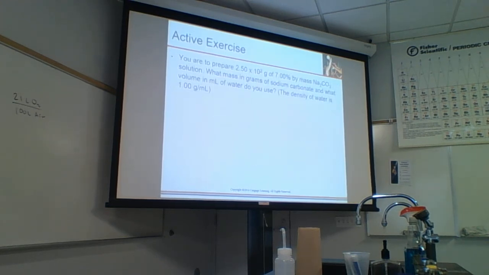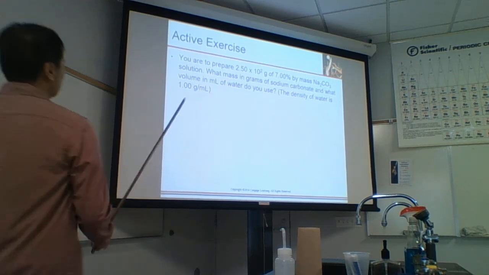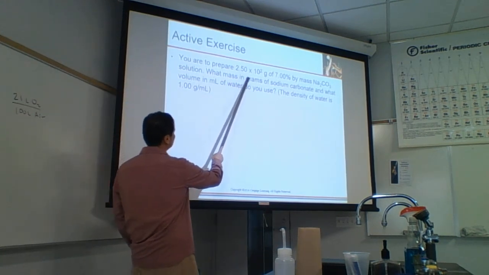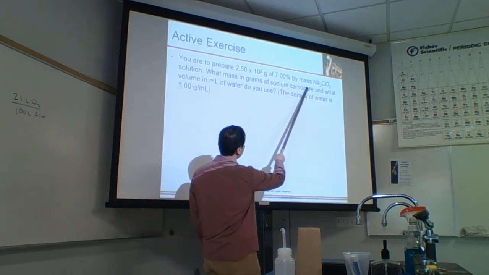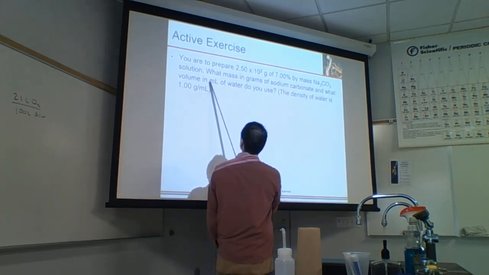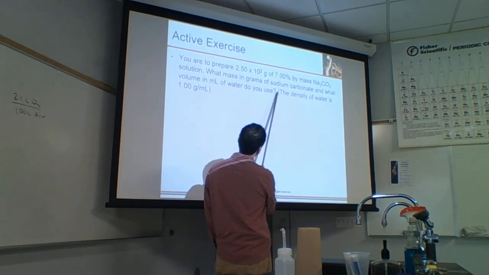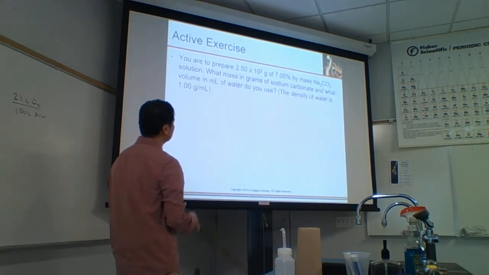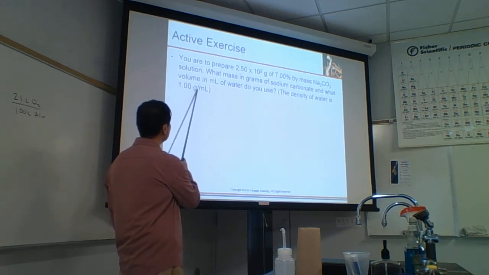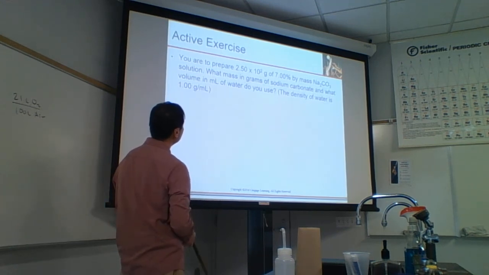Percent composition. Here's how we use percent. You are to prepare 2.50 times 10 squared grams, 250 grams, of 7.00% by mass sodium carbonate solution. What mass in grams of sodium carbonate and what volume in milliliters of water are to be used? We're going to assume that the density of water is 1.00 grams per milliliter.